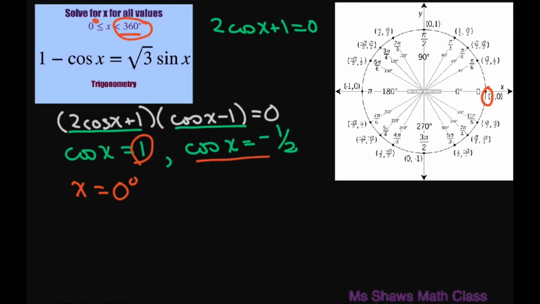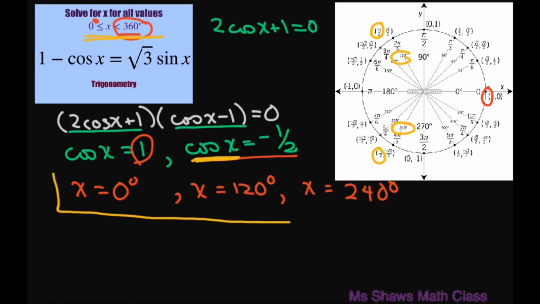And then for this piece, you're trying to find in quadrants 2 and 3 where your cosine is negative 1/2. Negative 1/2 is here. This occurs at 240 degrees and 120 degrees. So this is going to be x equals 120 degrees and x equals 240 degrees. So these are all your values of x, such that x is in between 0 and 360 degrees.